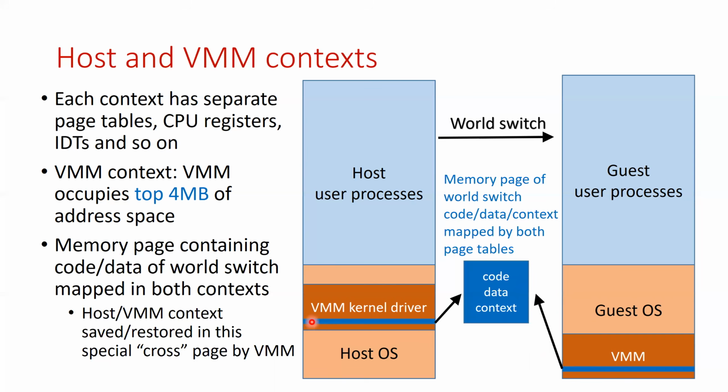That is, certain addresses in the host address space as well as some addresses in the guest address space point to the same memory page. So that when the VMM kernel driver wants to switch here, it will save context, restore context from the same memory location. When the guest wants to switch back, it will save and restore context from the same memory location. That is, there is this special memory page that is mapped into both address spaces of the host as well as the guest in order to be able to do this world switch, right?